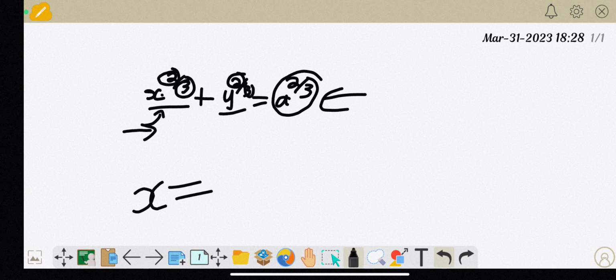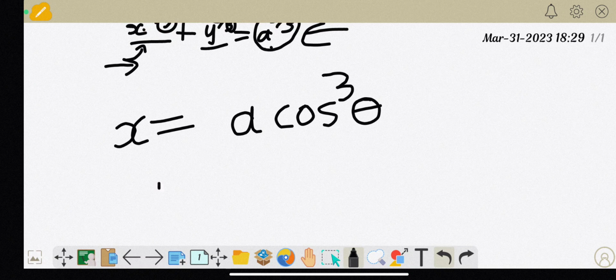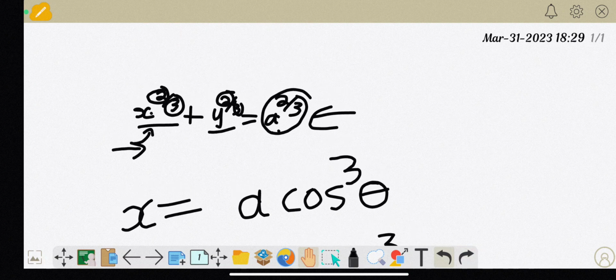So for x, what you have to choose? What is the radius here? It is a to the power 2 by 3. So just choose x is equal to a cos cube theta. This is my suitable parameterization, correct? And y is equal to a sine cube theta. For a, why haven't I chosen any powers? Because when I substitute, my a shouldn't be altered, and on the right hand side I should get the same.